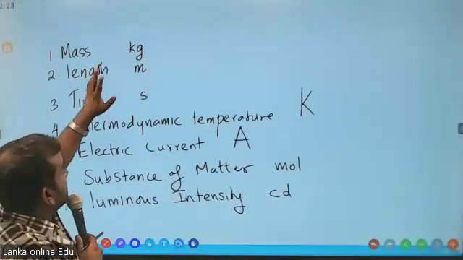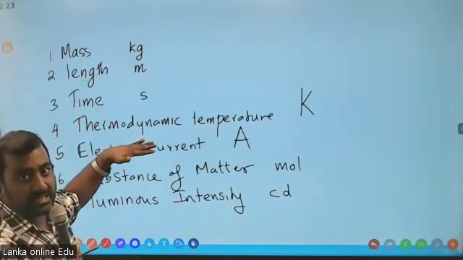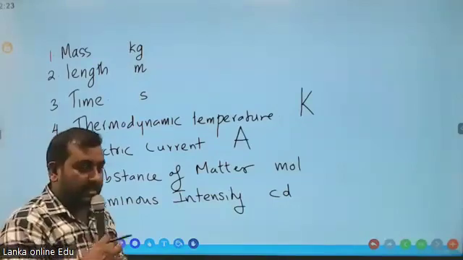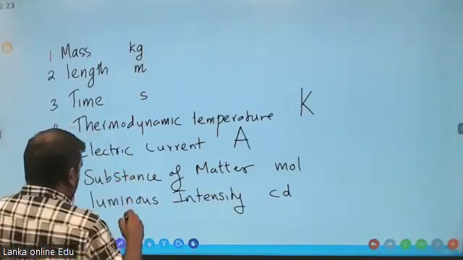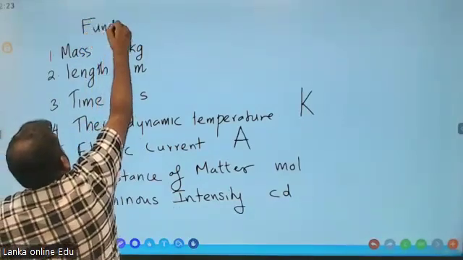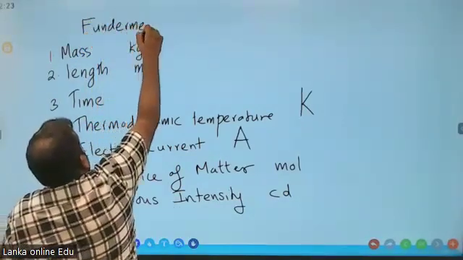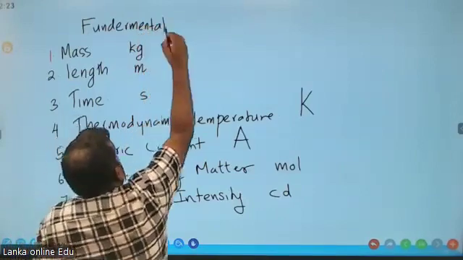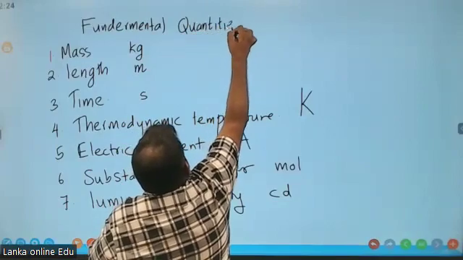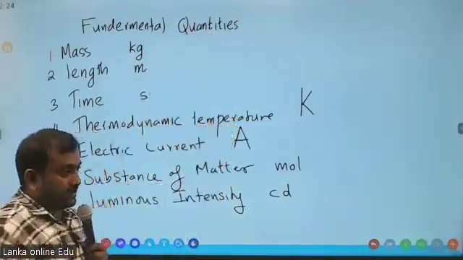So these are your quantities: mass, length, time, thermodynamic temperature, electric current, substance of matter, luminous intensity. These we call fundamental quantities.